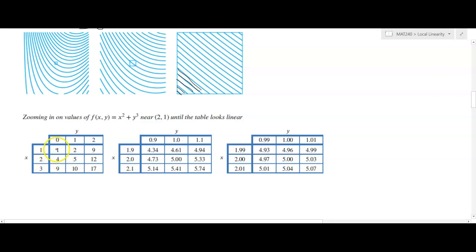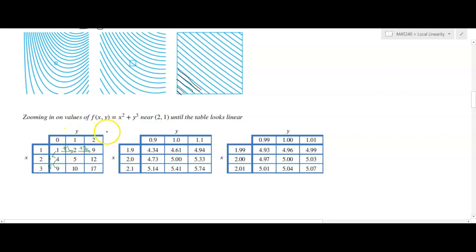So if x changes by 1, we see that z changes by 3. But if x changes from 2 to 3, z changes by 5. So that's clearly not a linear change. And same thing going this way. This represents an increase of 1 in the z value by changing y from 0 to 1. But when we change y from 1 to 2, we have an increase in z of 7 units.